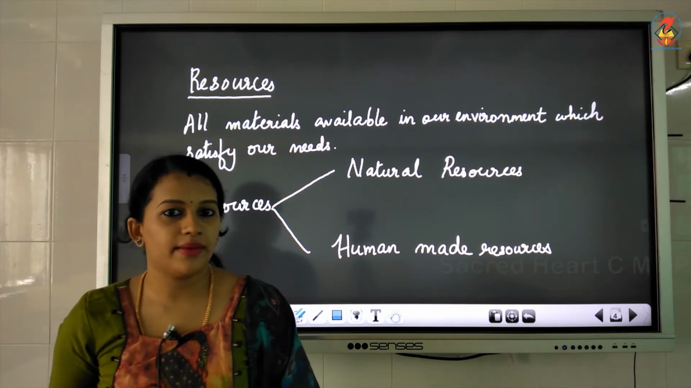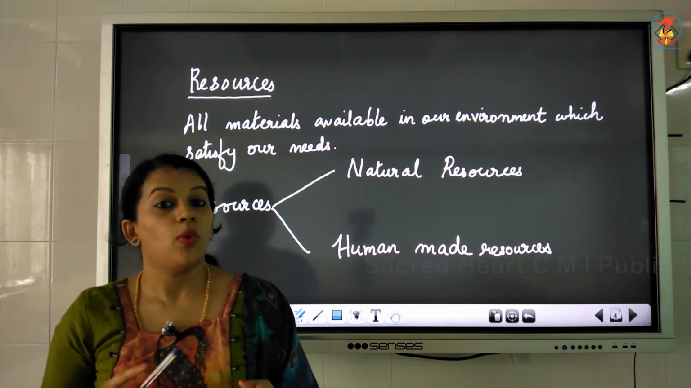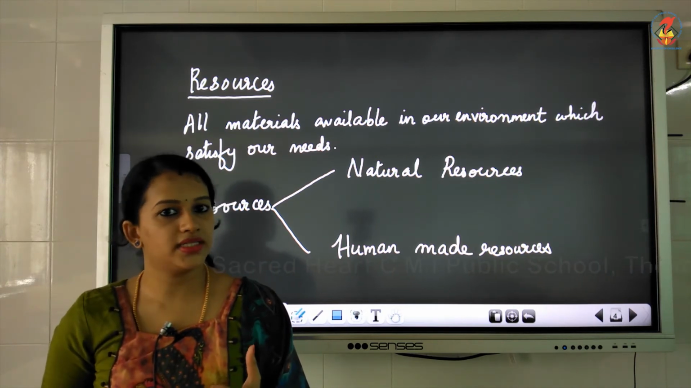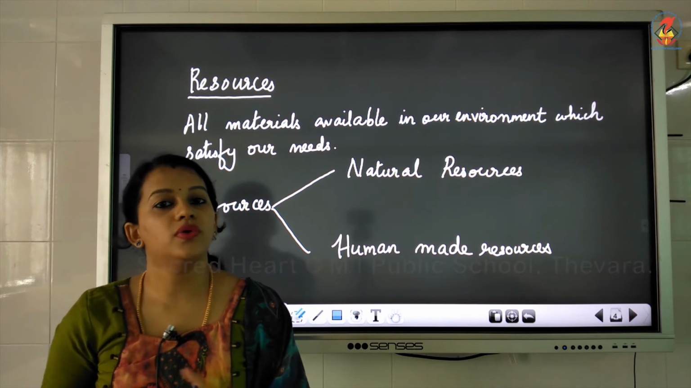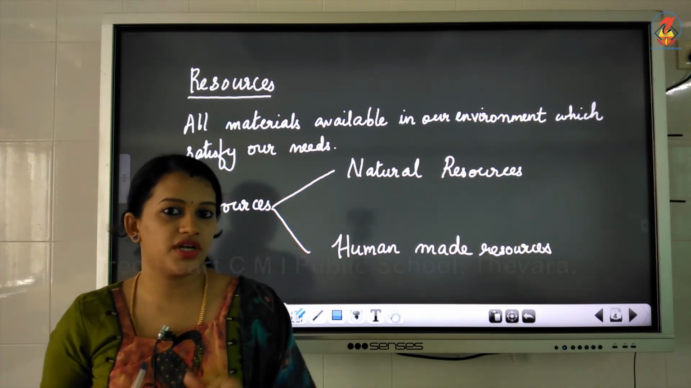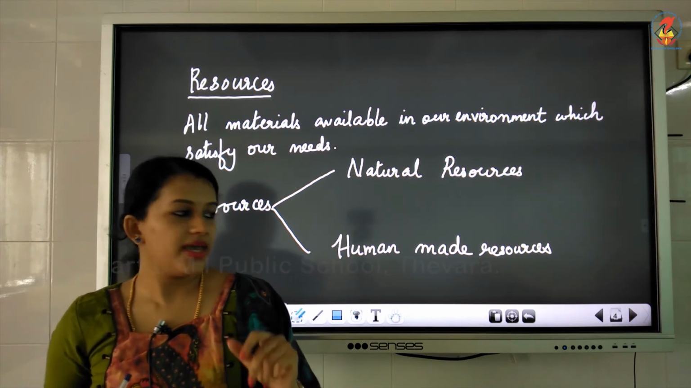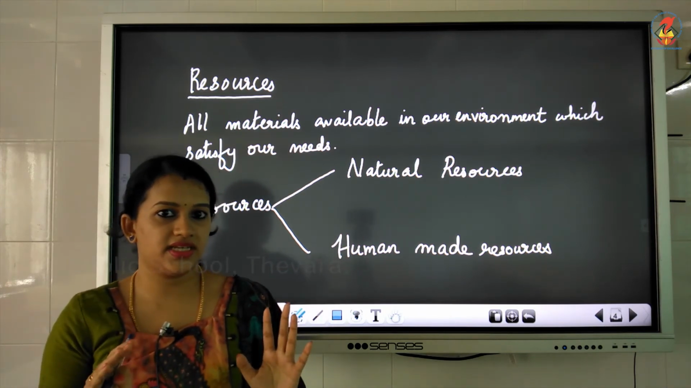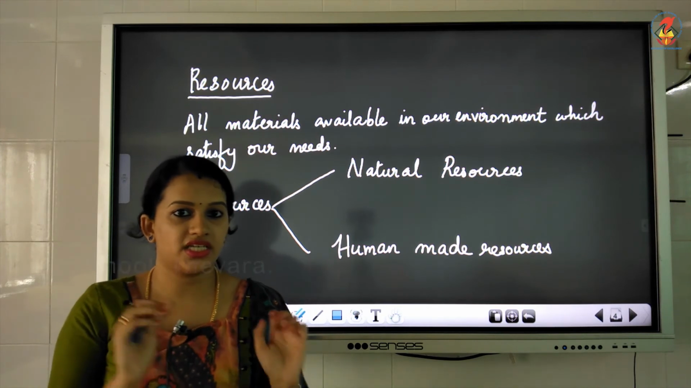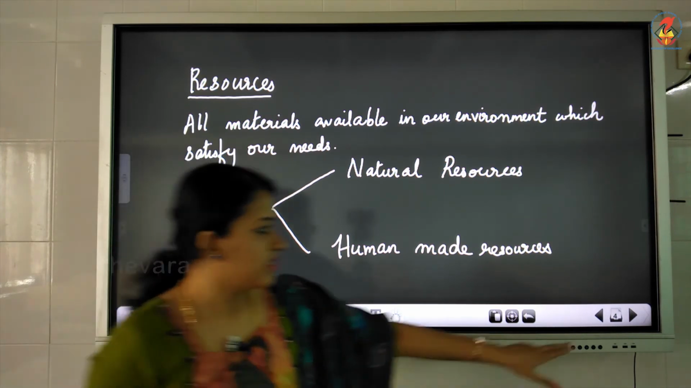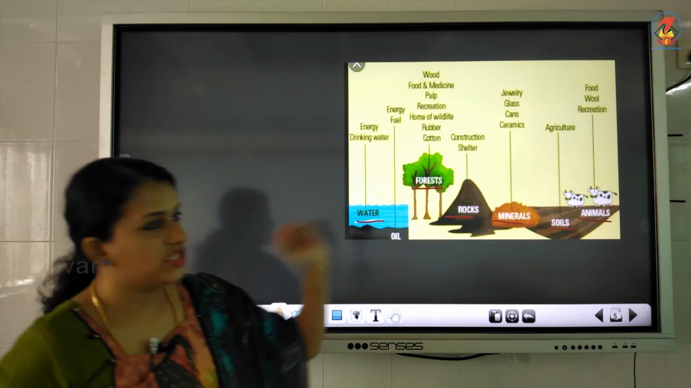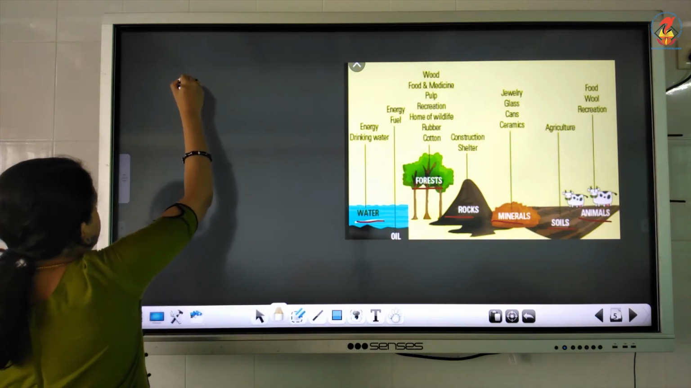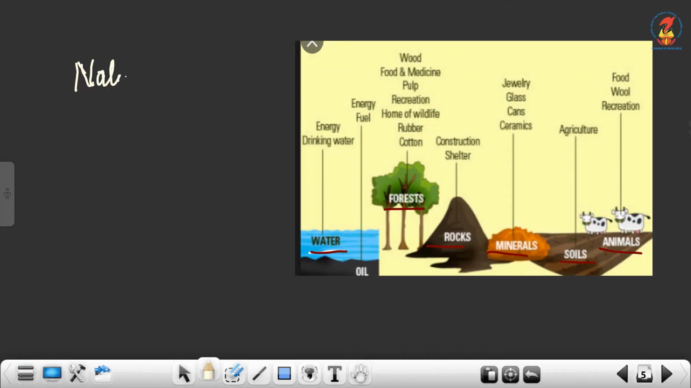A few examples are the land, water, soil, minerals, forest, plants, animals. All those are examples of natural resources. Okay, why? Because they are present in nature as such, isn't it? So I have given some pictures of the natural resources here. So I repeat, natural resources.